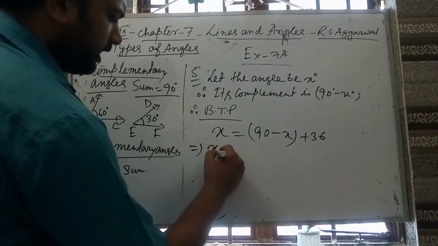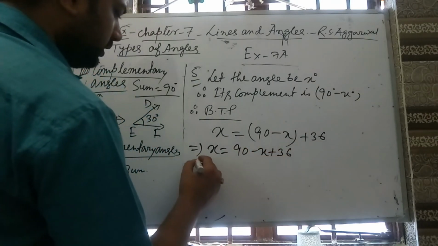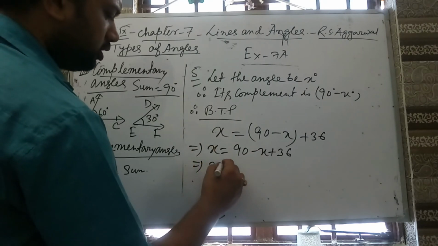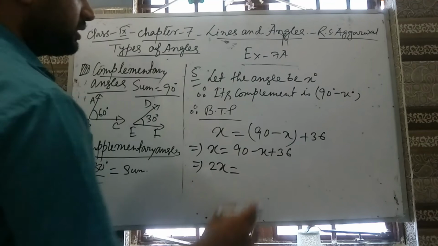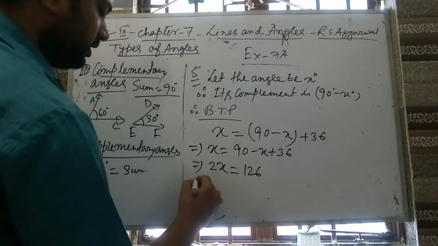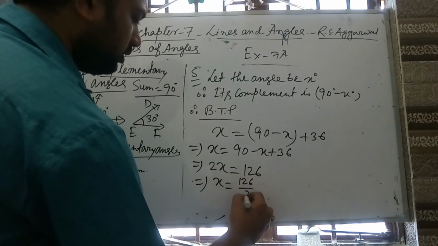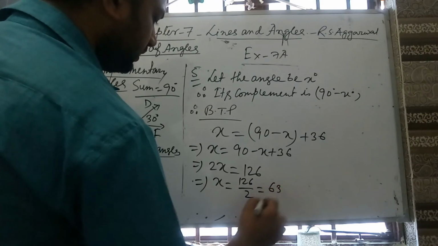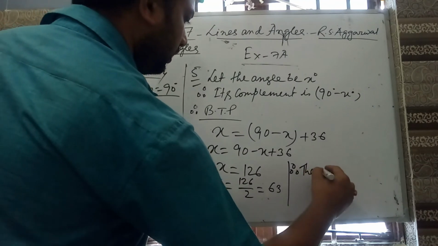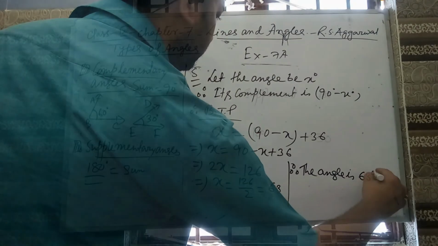That implies x equals 90 minus x plus 36. That implies this minus x, we have to take it to the left hand side, so it will become 2x. 90 plus 36 gives you 126. That implies x equals 126 by 2, that is 63. So write down, therefore the angle is 63 degrees.